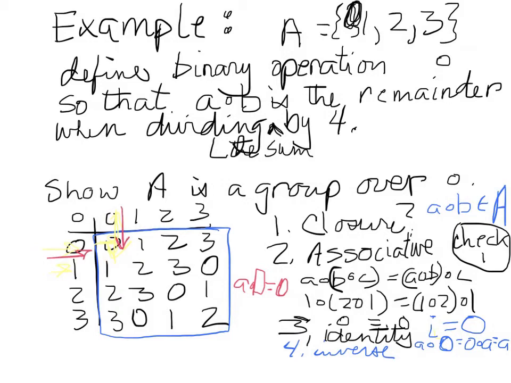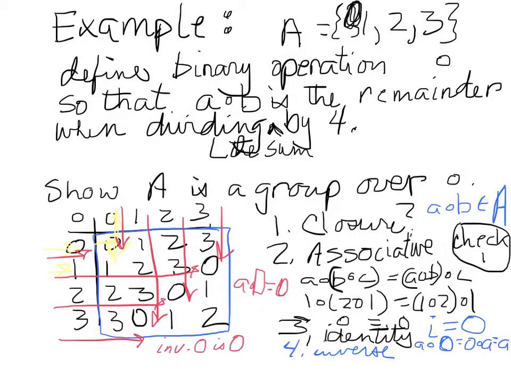That's true. And 1 operated with 3 gives me 0. And 2 operated with 2 gives me 0. And 3 operated with 1 gives me 0. So in other words, the inverse of 0 is 0. The inverse of 2 is 2. The inverse of 3 is 1, and the inverse of 1 is 3. So every element has an inverse. Therefore, this has the inverse property, and this is a group.